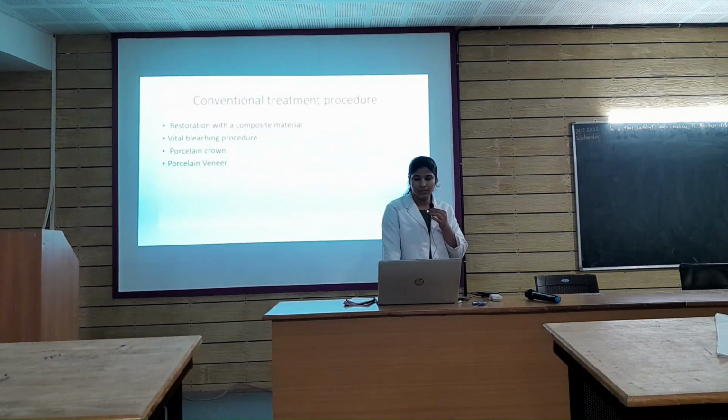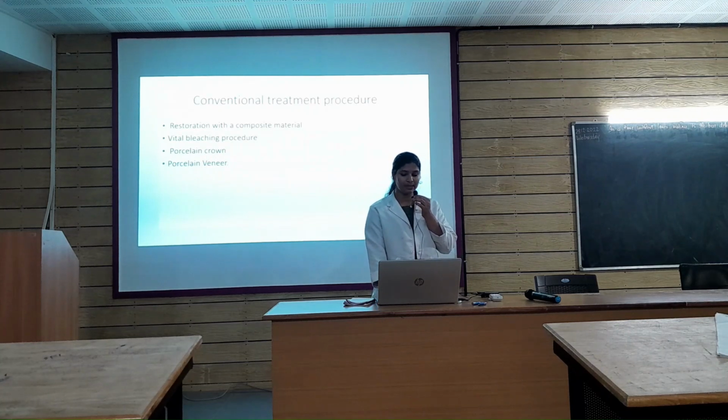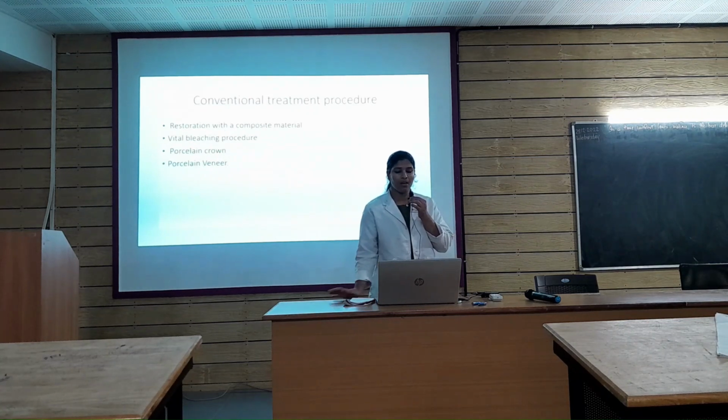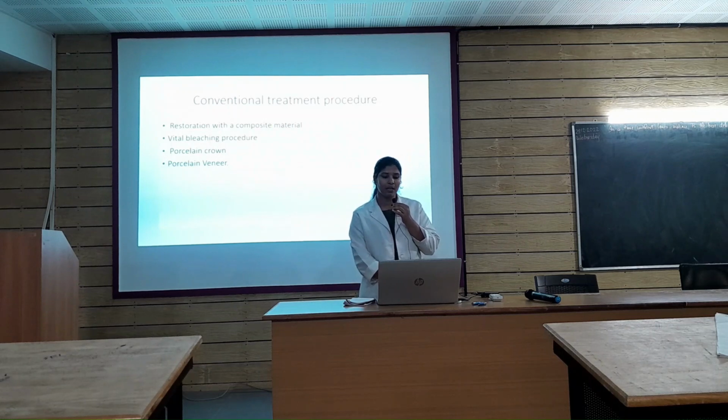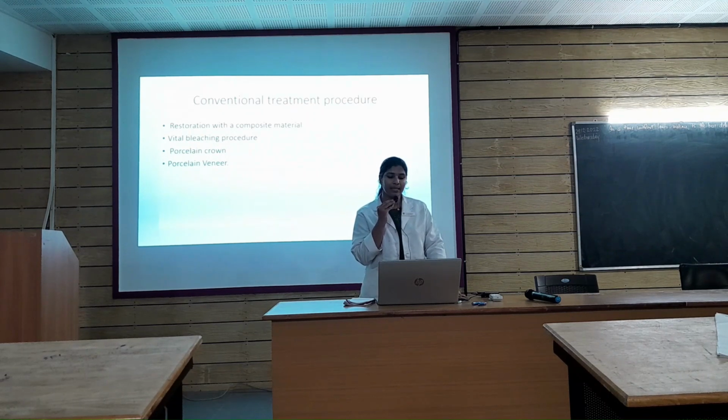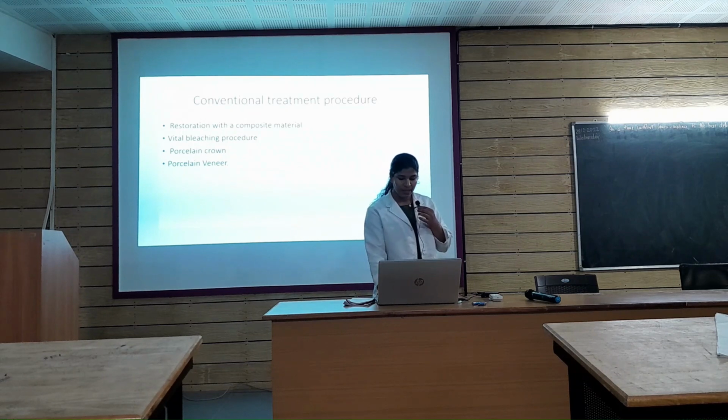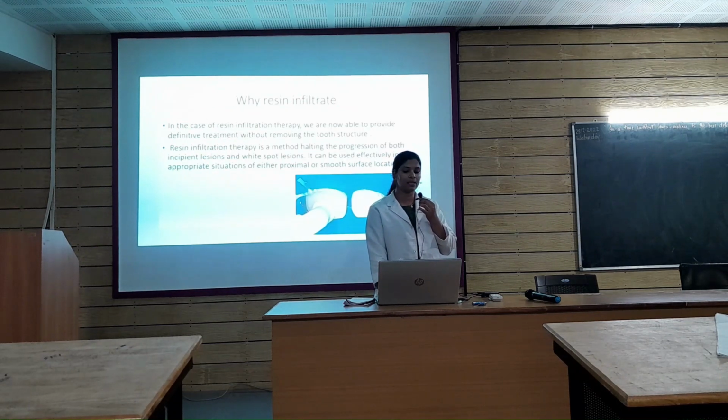As for the conventional treatment for this condition, it mainly focuses on resin restoration with a composite material, or a bleaching procedure. A porcelain crown can be used, and a porcelain veneer can be given. But the most common disadvantage of these techniques is that they cause loss of healthy tooth structure. There is no preservation of tooth structure in these conventional treatment procedures. So, that's why we are using the resin infiltrate technique.